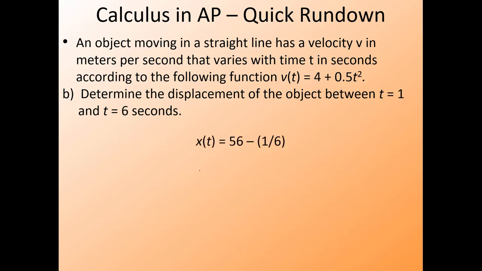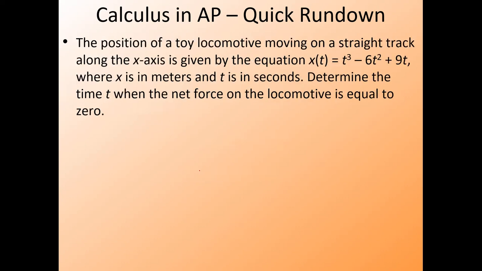So cleaning that up, we end up getting 56 minus 1 over 6, which is 55.83 meters as my final displacement. All right, pause video, work it out. I'm going to go over it in a second.